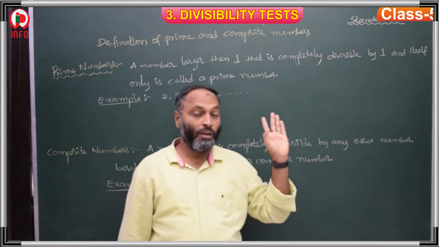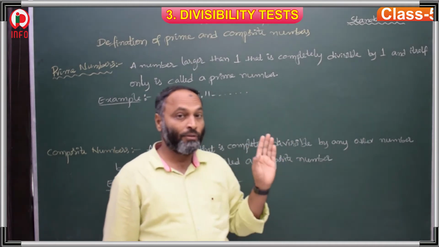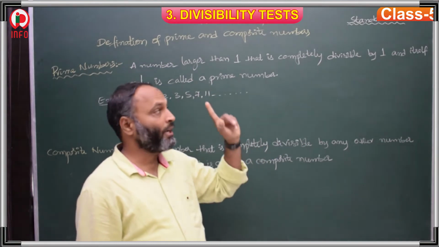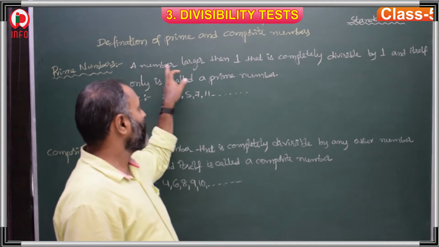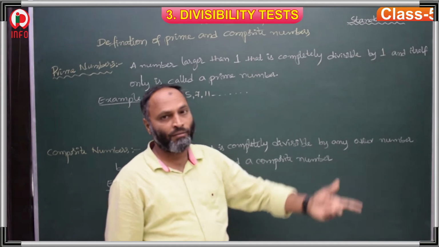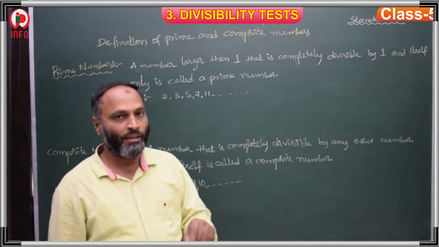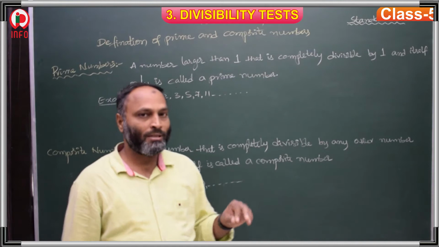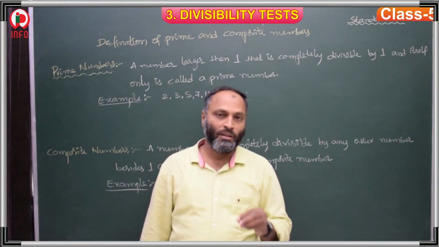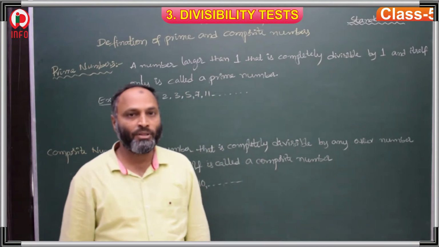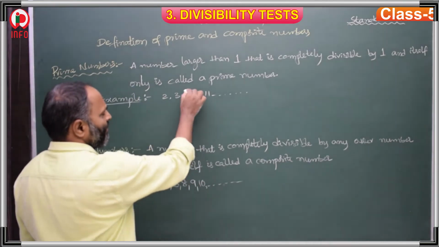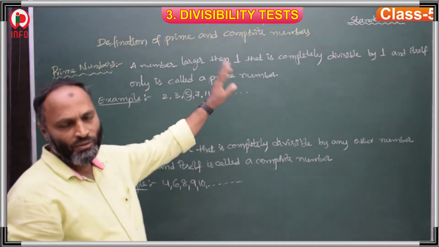Whenever we discuss prime numbers, we have to take numbers larger than 1, not 1 or less. A prime number is a number larger than 1 that is completely divisible by 1 and itself only. Completely divisible means the remainder should be 0. Such numbers are called prime numbers. For example, 5 is a prime number. 2, 3, 5, 7, 11 and so on are prime numbers.